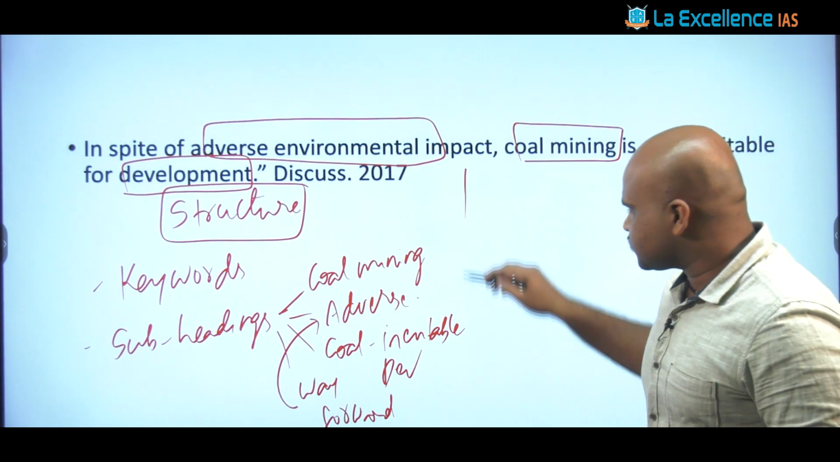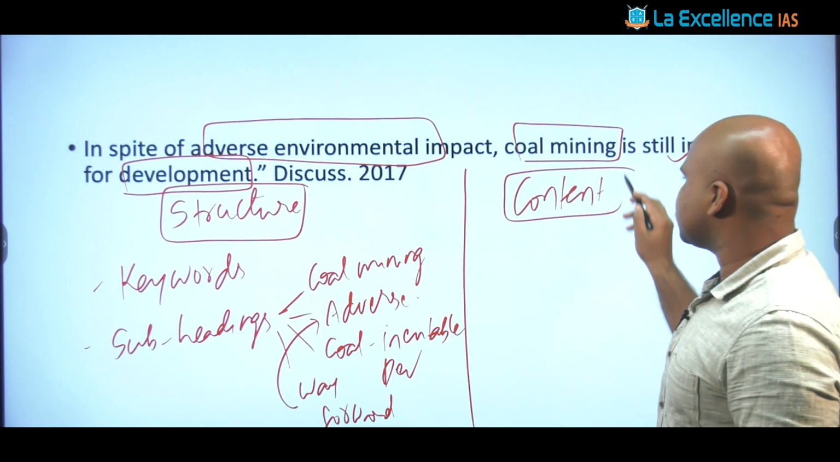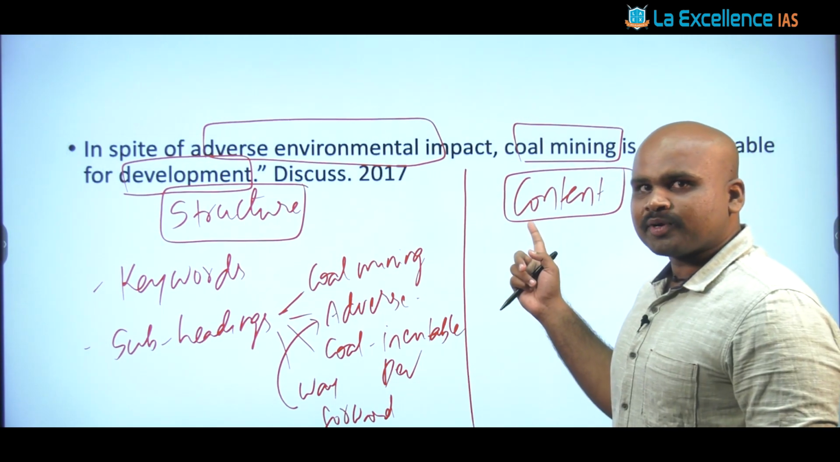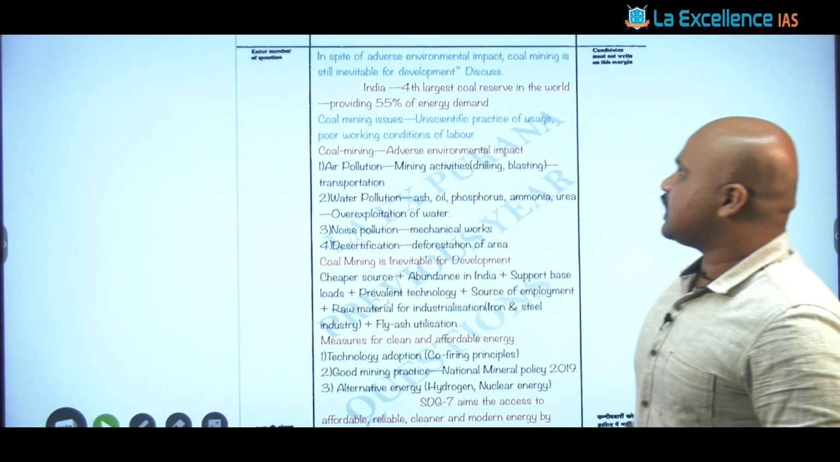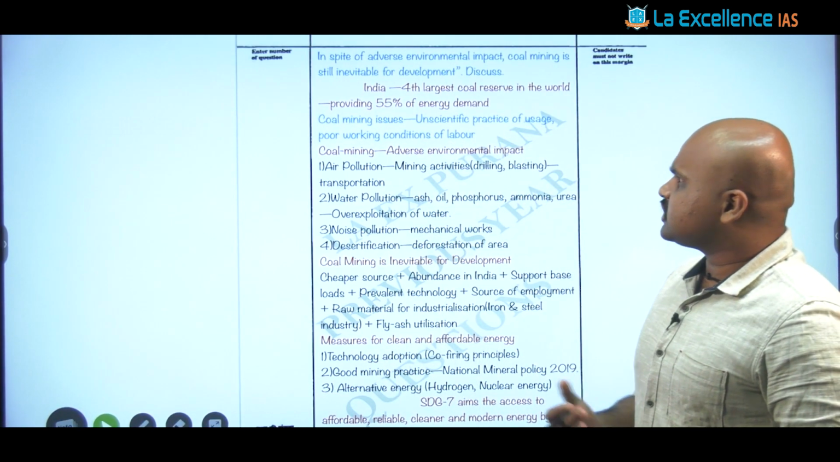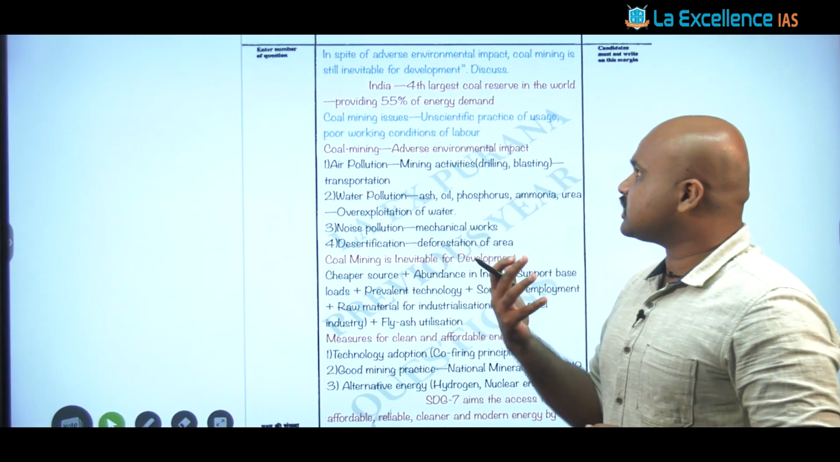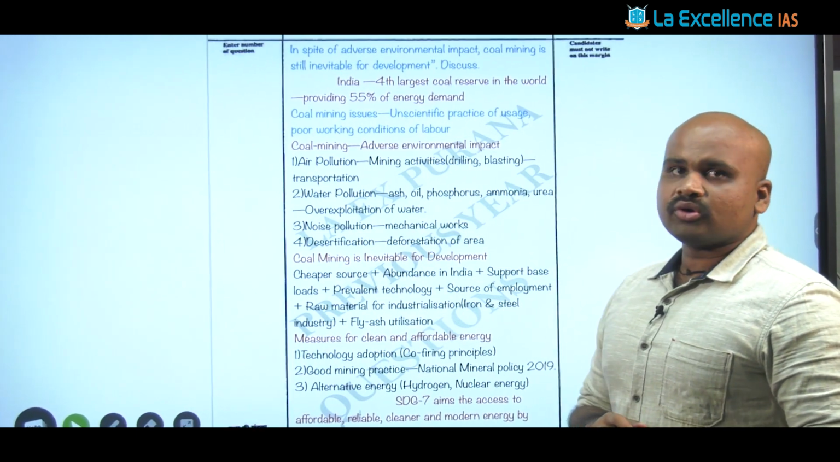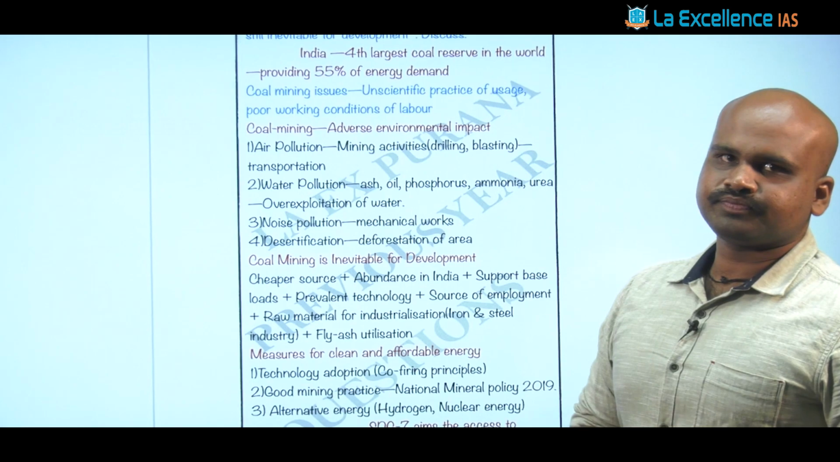So once we discuss this part, we have to look at the second thing, that is the content aspect of this particular answer. Now when you look at the content aspect, the simple introduction can be the coal reserves, or India being the fourth largest reserve with respect to coal, and 55% of the energy demand is being met by coal.